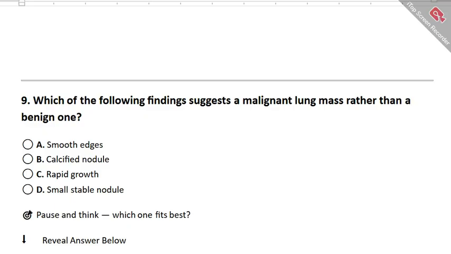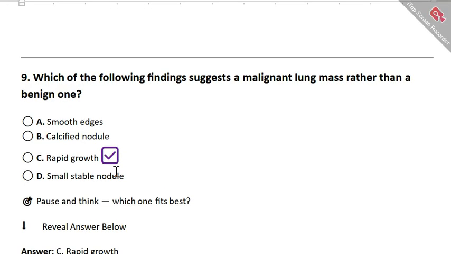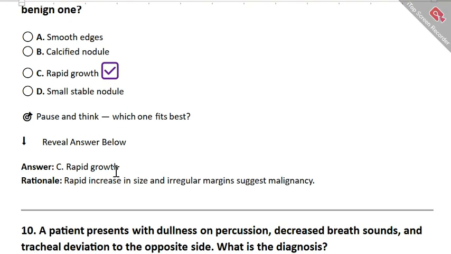Which of the following findings suggests a malignant lung cancer mass rather than a benign one? In this scenario, the correct option is option C, rapid growth. Let's move to the next question.